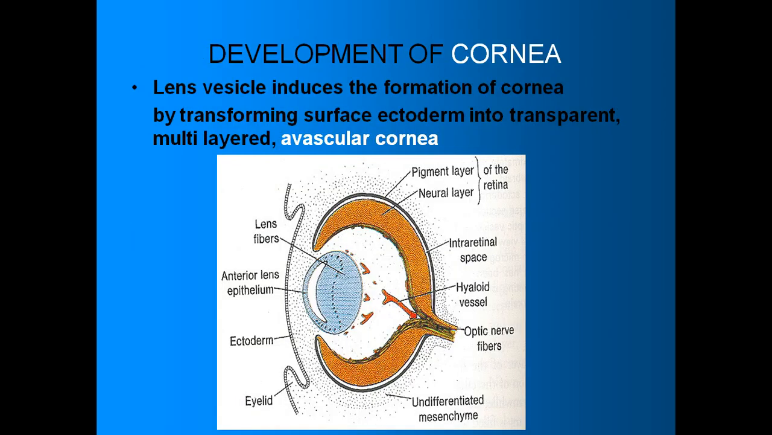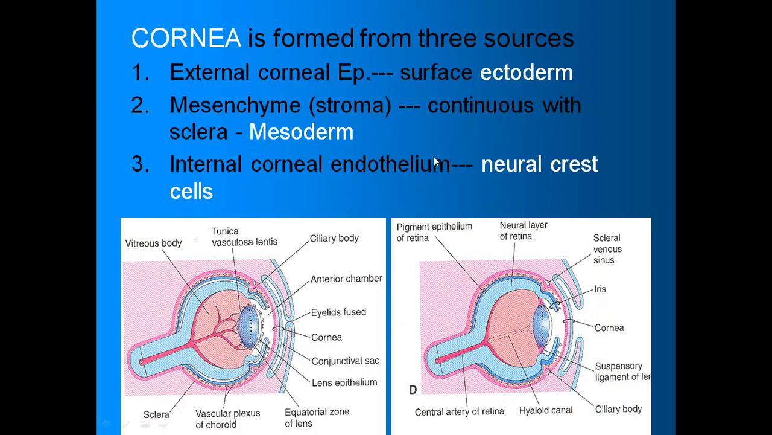Come on to the development of the cornea. Just now I told you, after the formation of the lens vesicle, there is formation of the cornea by transformation of surface ectoderm into a transparent multi-layered structure called avascular cornea. Avascular means no blood vessel is there. So cornea has 5 layers basically. The external corneal epithelium, that is the anterior epithelium of the cornea, is derived from surface ectoderm. It's a stratified squamous epithelium. That only shows that it is derived from surface ectoderm.